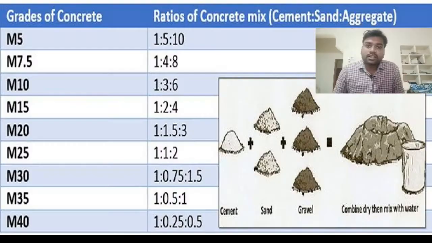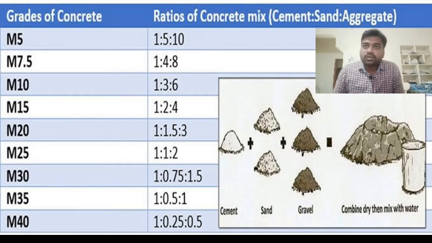Now coming to the grades of concrete I have mentioned on the screen, you can see there are different mix ratios for different grades. For example, the first one, M5, has a mix ratio of 1:5:10. Here the mix ratio indicates that if you take 1 bag of cement, you will have 5 bags of sand and 10 bags of aggregate. This is how we take the mix ratio.